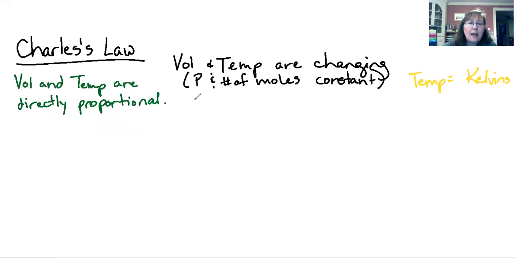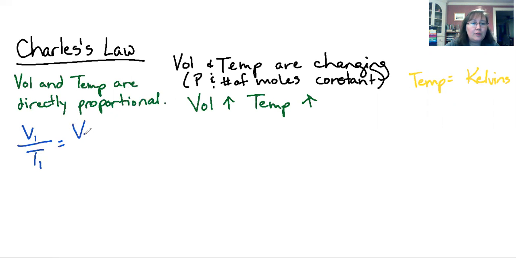So what does that mean? That means that volume goes up when temperature goes up. So they increase in the same direction. The equation that we're going to use for that is V1 over T1 equal to V2 over T2. And again, our temperature has to be in kelvins. So let's go ahead and write out a problem for Charles's law. Remember, our volume and temperature are going to be changing, and pressure and number of moles are constant.